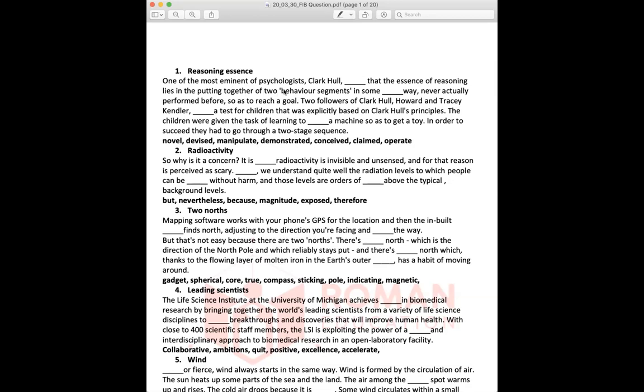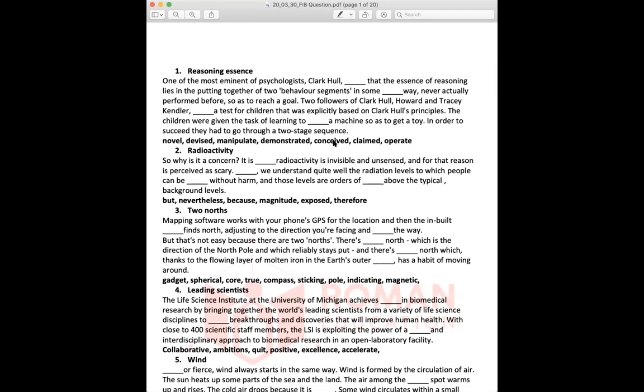One of the most eminent of psychologists, Clark Hall, that the essence of reasoning, that. So what did he do? He must have done something. You go to the options here, and you can see there are a couple of words which might be possible grammatically: he may have devised, demonstrated, conceived, claimed. And remember, this guy is from the past. He must have done this in the past. That's why I'm only looking at devised, demonstrated, conceived, and claimed, because these are all past verbs.